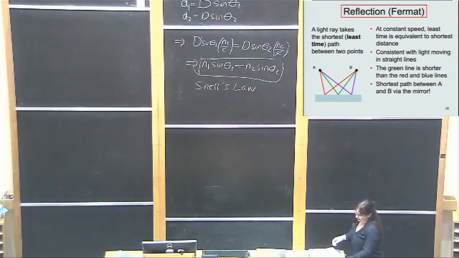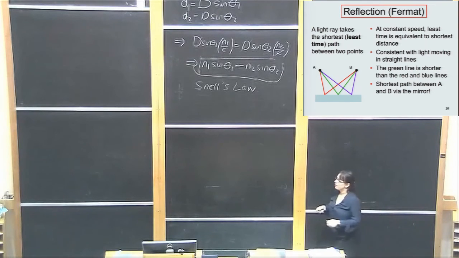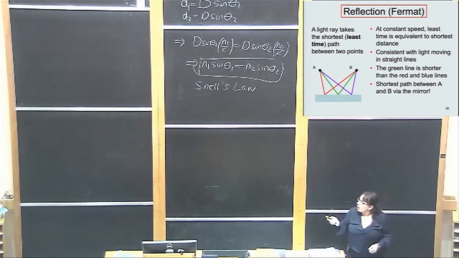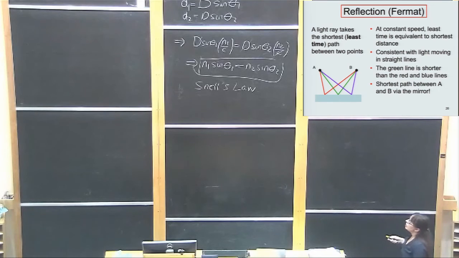So, what Fermat said. Here's our problem. We've got 2 points A and B. We want the light ray to get from A to B via the mirror. We constrain it to go via the mirror. And we want to know, will it go via the red path or the green path or the blue path or something else that I haven't drawn?